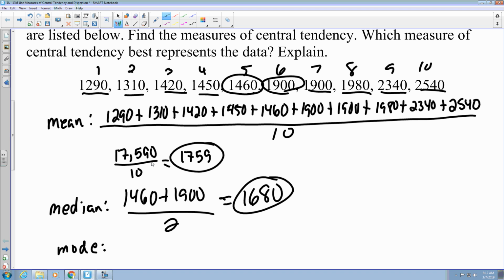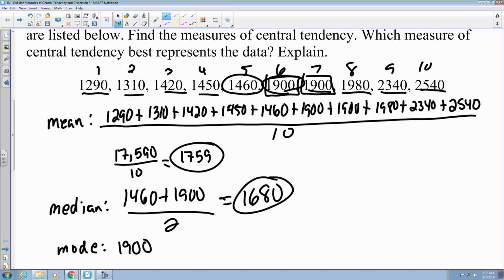When it comes to the mode, all I have to do is figure out the values that repeat the most. I have two repeated values of 1900. So we do have a mode. It's the only one that repeats, and that is 1900.